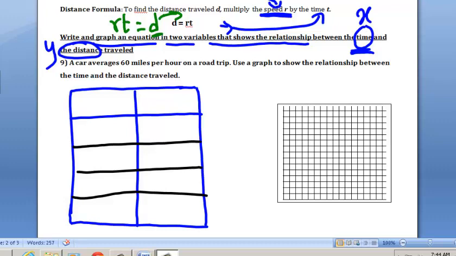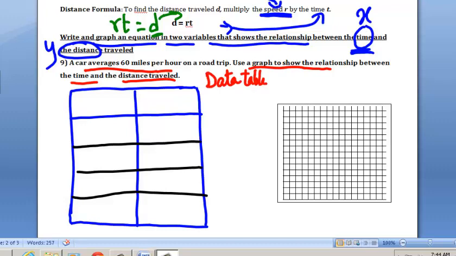All right, let's go ahead and solve this. A car is traveling at an average speed of 60 miles per hour on a road trip. They are asking us to use a graph to show the relationship between the time and the distance traveled. Now, in order to figure that out, I need a few coordinate points. And how do I get that? I get that by making a data table first. And I'm sure you are familiar with this from science.